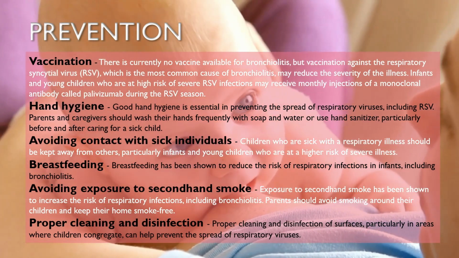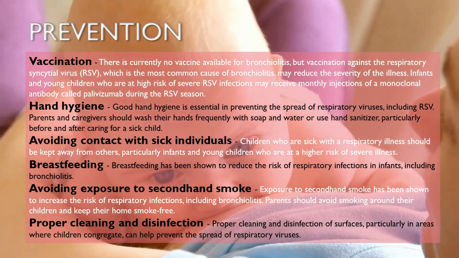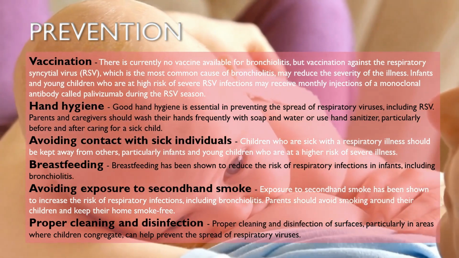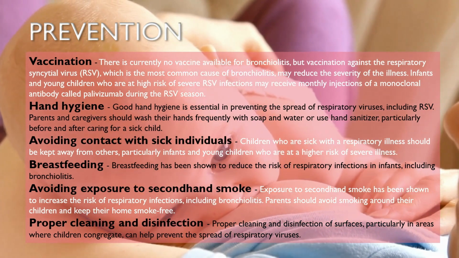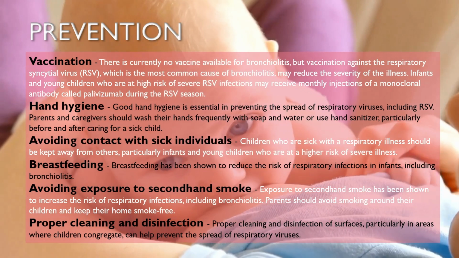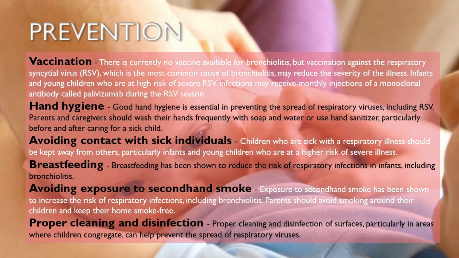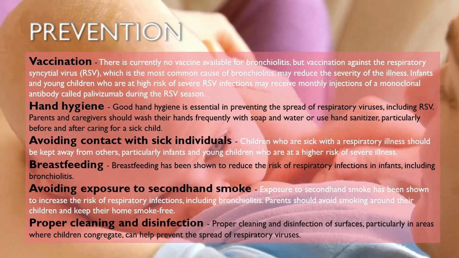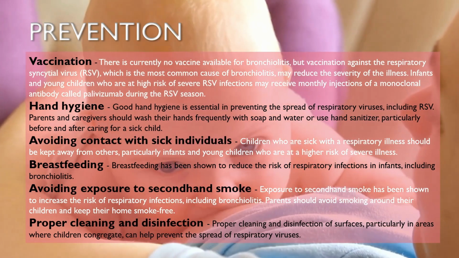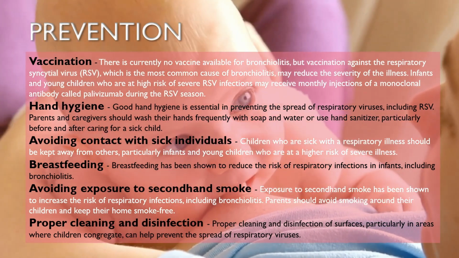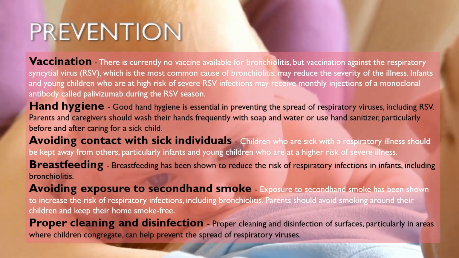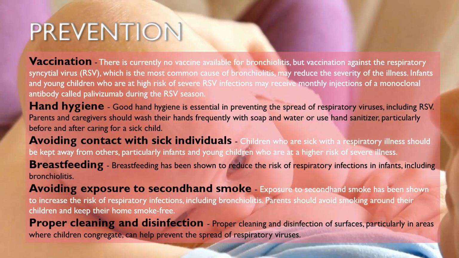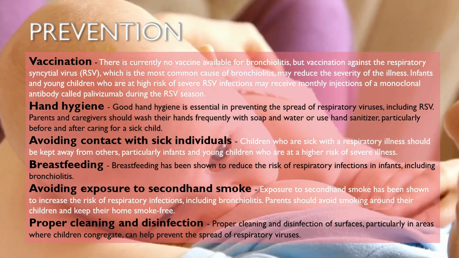Prevention. Prevention of pediatric bronchiolitis is essential, as the illness can be severe, particularly in infants and young children. The following are some preventive measures that can be taken to reduce the risk of bronchiolitis. 1. Vaccination. There is currently no vaccine available for bronchiolitis, but vaccination against the respiratory syncytial virus, RSV, which is the most common cause of bronchiolitis, may reduce the severity of the illness. Infants and young children who are at high risk of severe RSV infections may receive monthly injections of a monoclonal antibody called palivizumab during the RSV season.